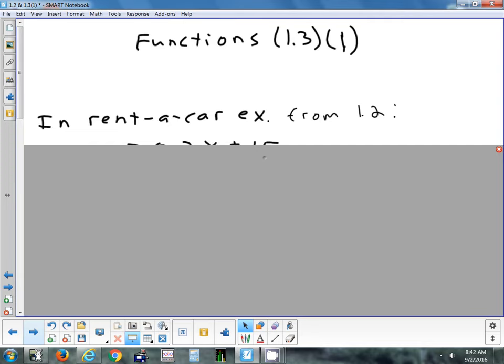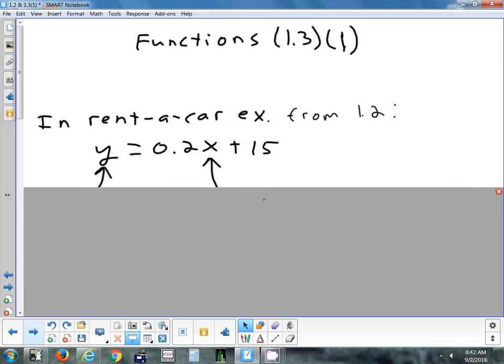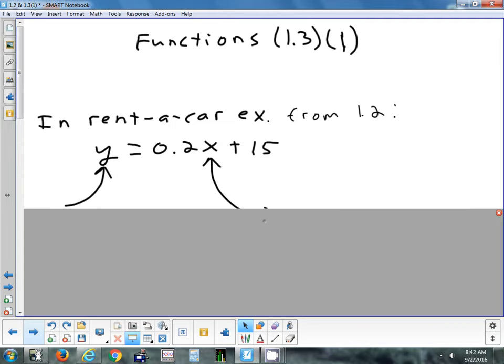Right, so section 1.3 starts to talk a little bit about functions. What a function is. In the example we had about the rent-a-car, that was a function. We didn't call it that necessarily. We called it like an algebraic representation, or we called it an equation, but it's a special equation called a function.